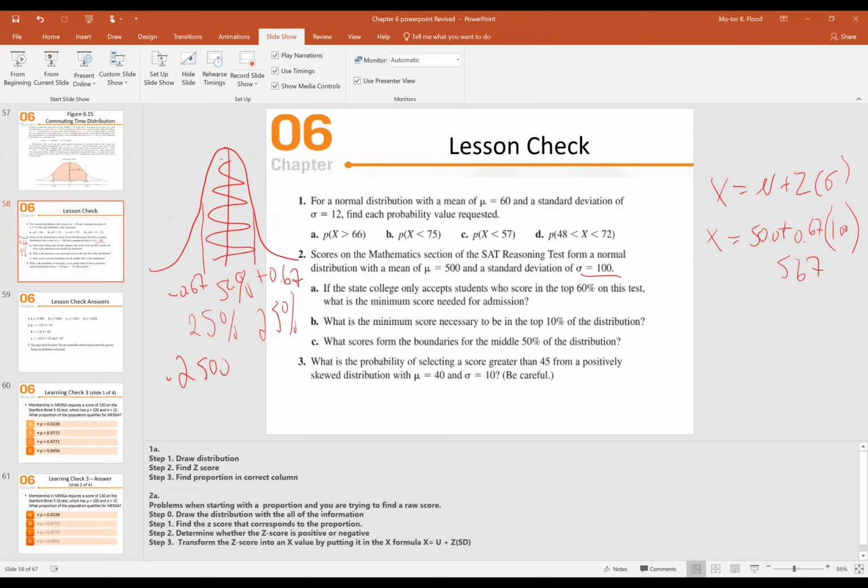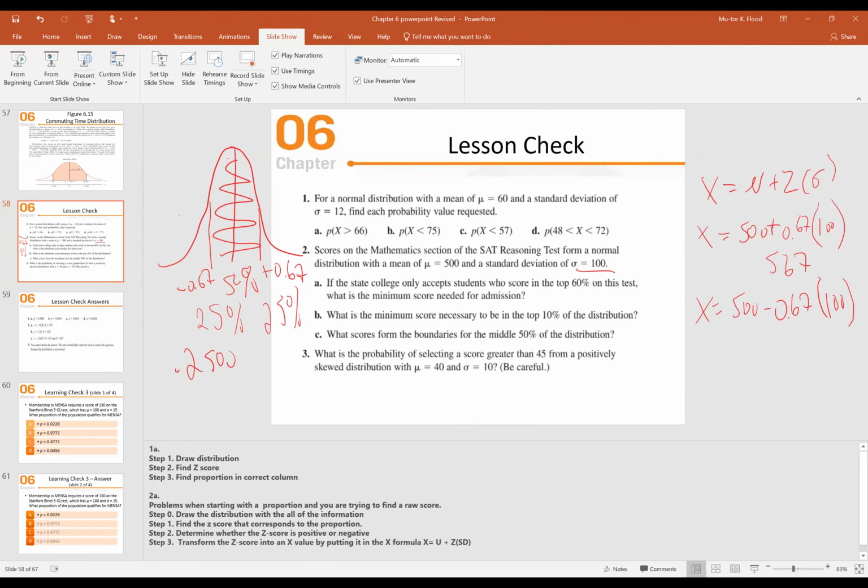567. And on the other side, it's X equals 500 minus 0.67 times 100. And that's going to give you 433. All right, so the two scores that form the boundaries of the middle 50% of this distribution are going to be 567 and 433.